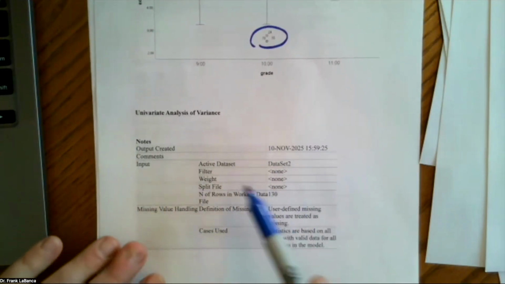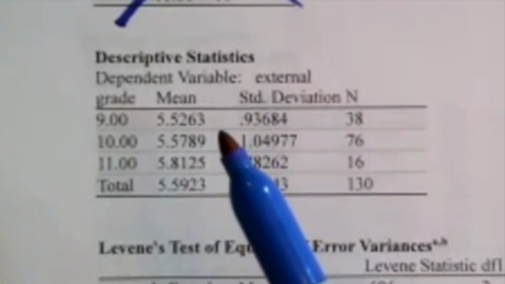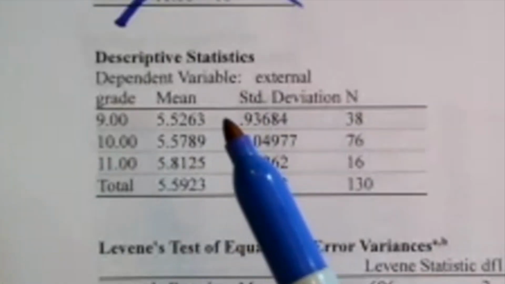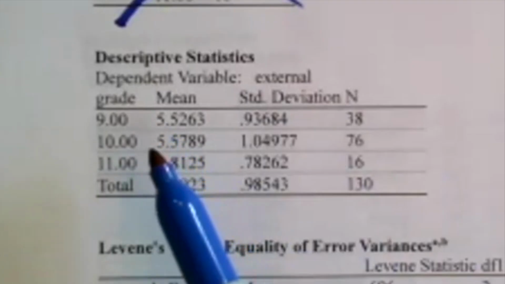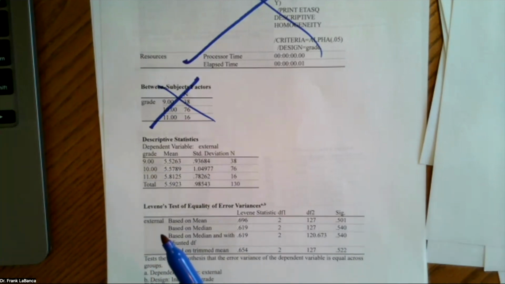Then we get into the analysis of variance. Computer calculations we don't worry about. Between subjects we don't worry about. And then we have the descriptives. You would have done your descriptives using the frequencies to have more information, but this gives just the summary for the purpose of what we're doing. We're looking at 5.5, 5.5, 5.8. Are they similar or different? So that just gives us a description. It goes hand in hand with the box and whisker plot.